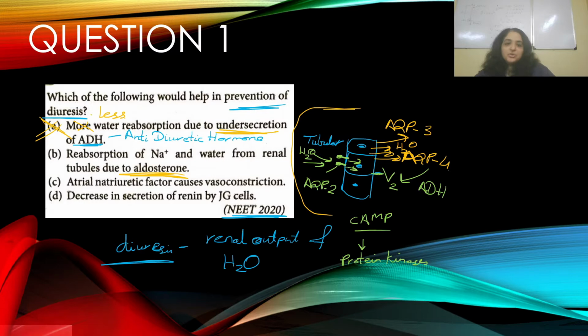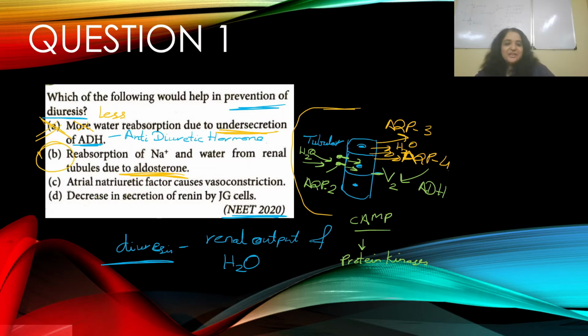So reabsorption of sodium and water from renal tubules due to aldosterone, yes, that will prevent diuresis, right? That will prevent the renal output of water. So this is the right answer. We look at the other options.